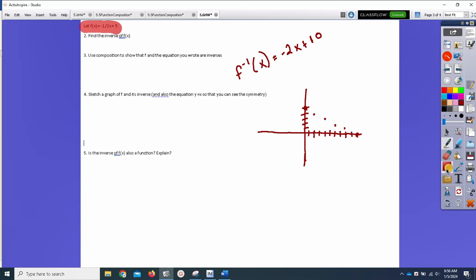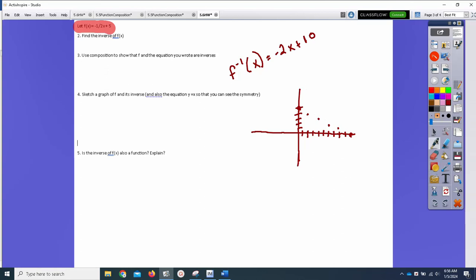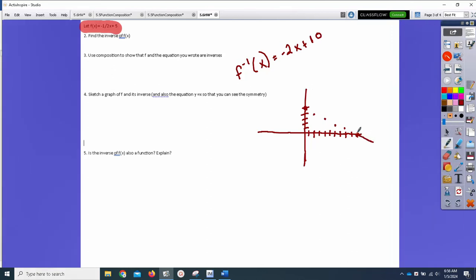It should. So there's f of x. And its inverse is negative 2x plus 10. Anyways, that's going to be 10 units higher.